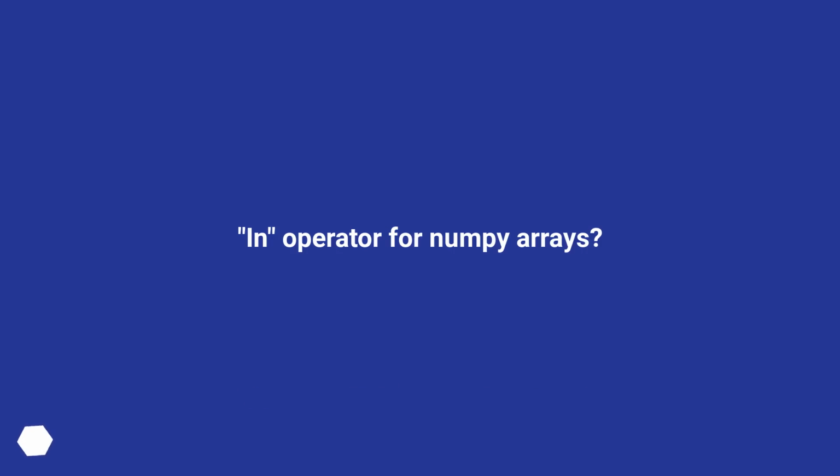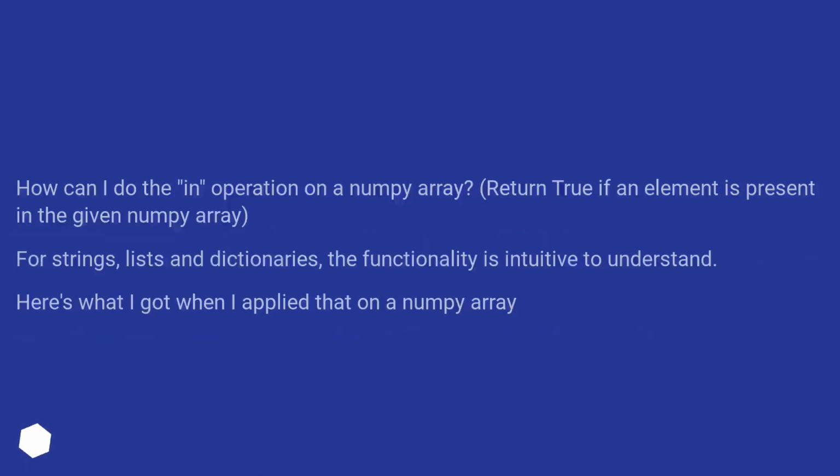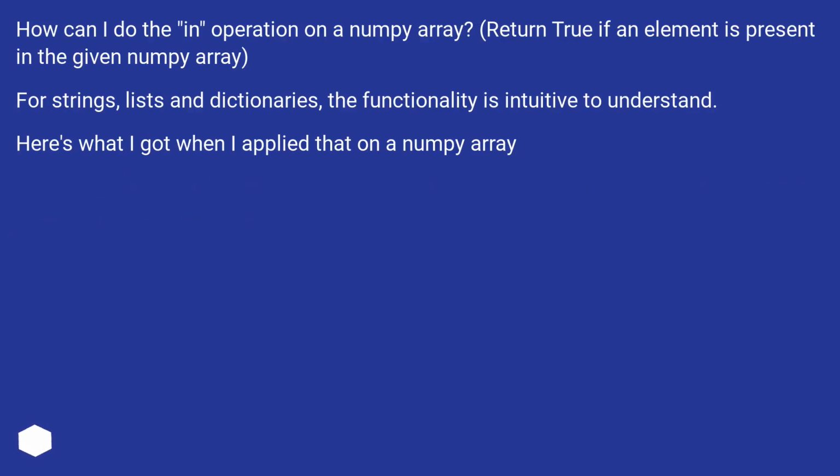In operator for numpy arrays, how can I do the in operation on a numpy array? Return true if an element is present in the given numpy array. For strings, lists and dictionaries, the functionality is intuitive to understand. Here's what I got when I applied that on a numpy array.